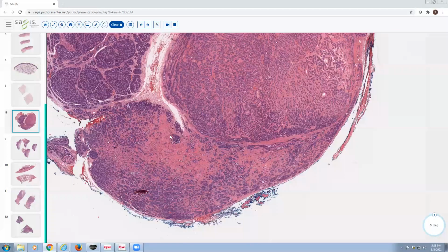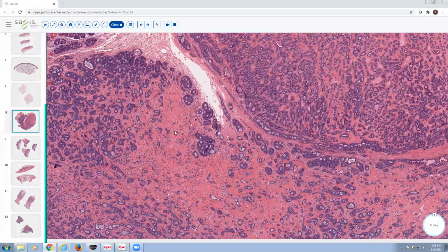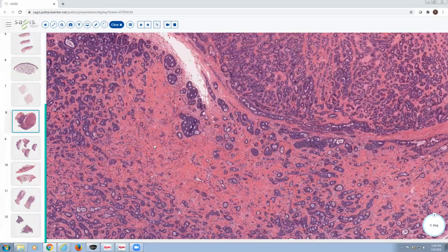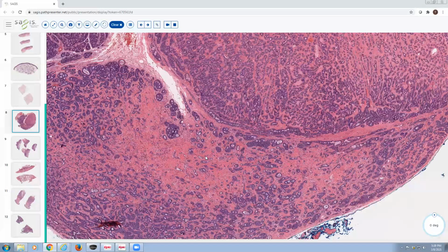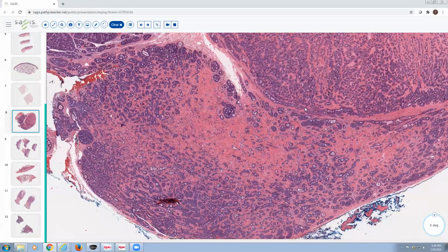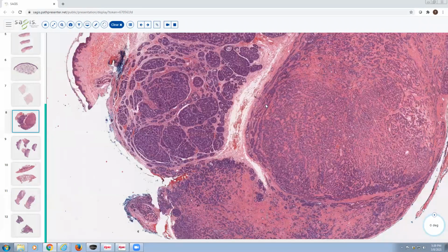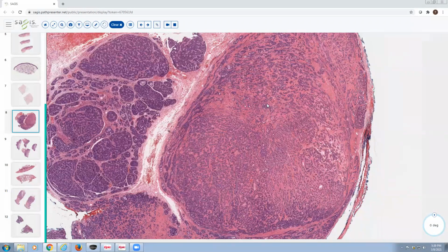So finding the mucin is an important feature. Adenoid cystic carcinoma, like microcystic adnexal carcinoma, often has perineural invasion. I didn't see a good example of that here on this slide, but adenoid cystic will have perineural invasion as well.